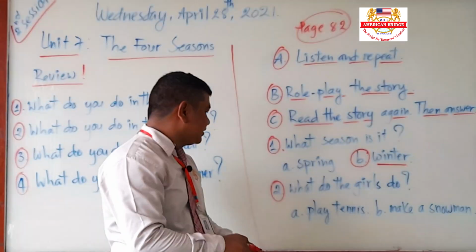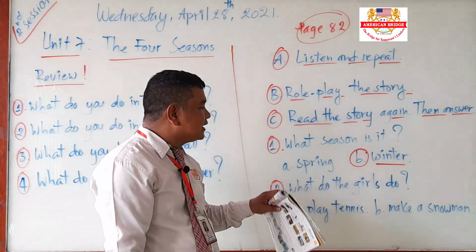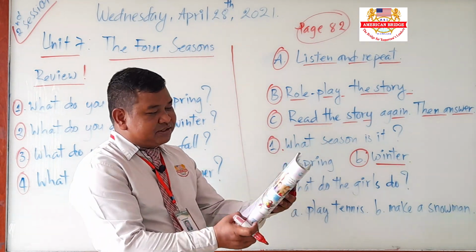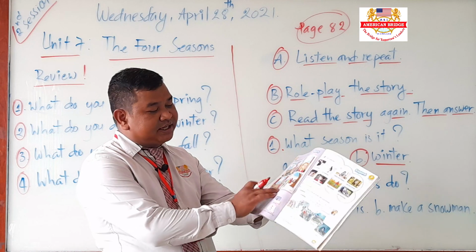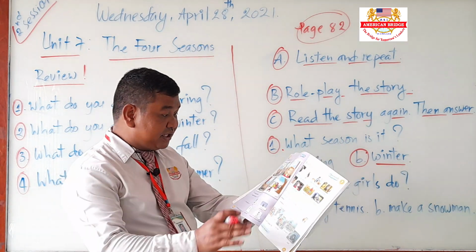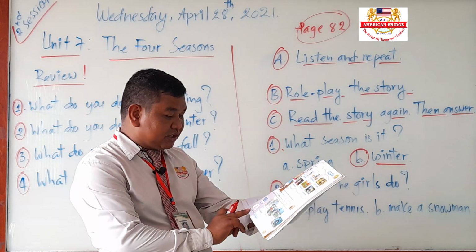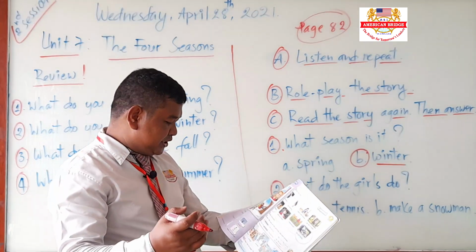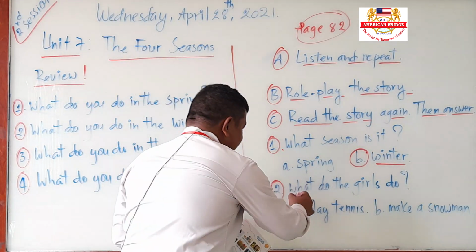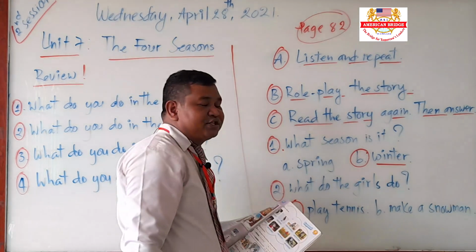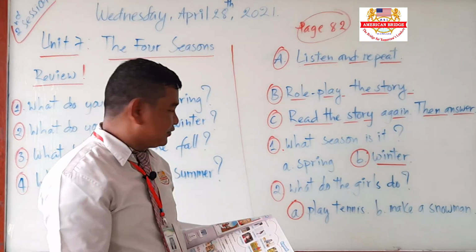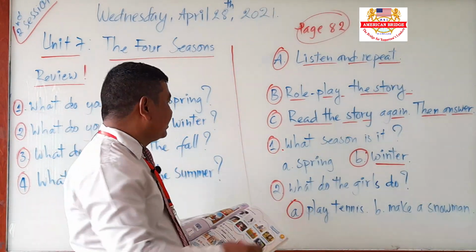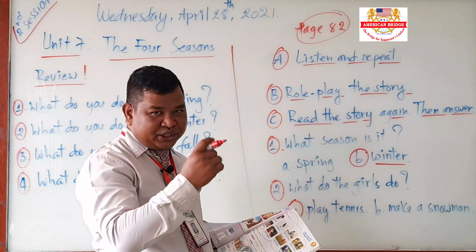Now number two question. What do the girls do? What do they do? Based on the picture here, or after you do the listening, you can know what they do, right? They play tennis or make a snowman. Okay. So in winter they play tennis. So the answer is letter A. Yes, after you do the listening carefully, you can know the answer like that. The girls play tennis together. The season is winter.